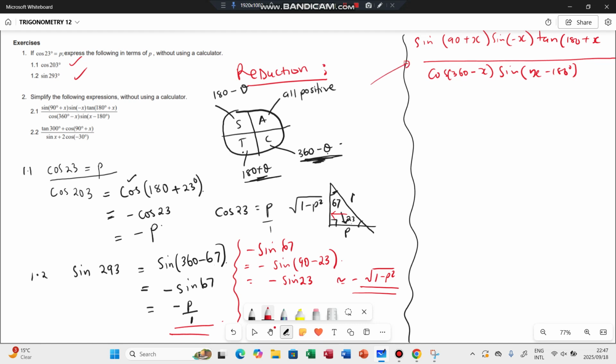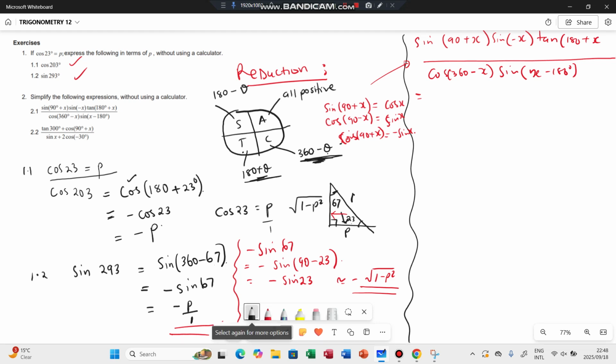Sine of 90 plus x will always give you cos of x. And cos of 90 minus x will always give us a positive sign. Cos of 90 plus x will always give us a negative sign, like that. So looking at question 2.1, sine of 90 plus x will always give us cos of x.